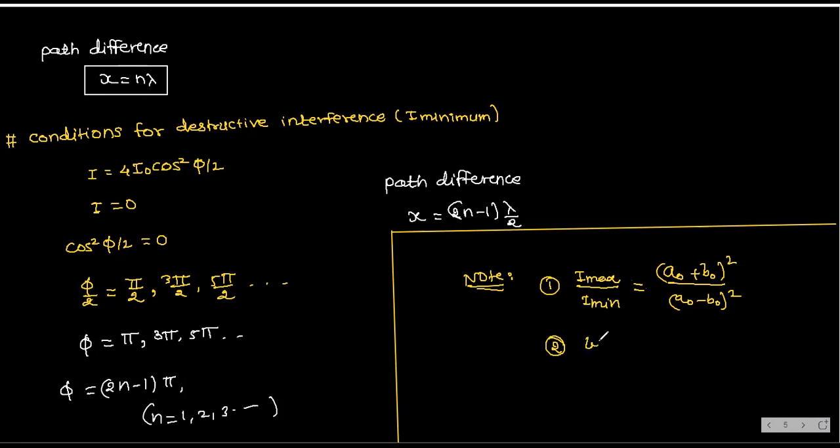This one is important. W1 by W2 is equal to I1 by I2, which is equal to a naught square by b naught square. What is this W1? W1, W2 are slit widths. So when you are solving problems, these formulas are very useful for you.